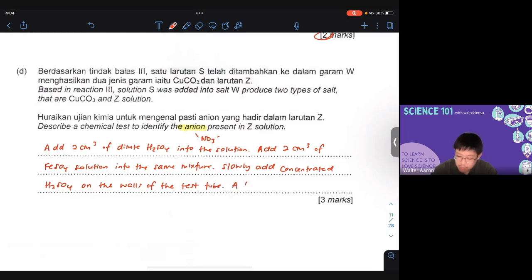A brown ring will form. The outcome itself will give you 1 mark already. So you must explain everything in detail. Then you'll be able to score all 3 marks in this case. All right, so that's a test for anion. Very simple.